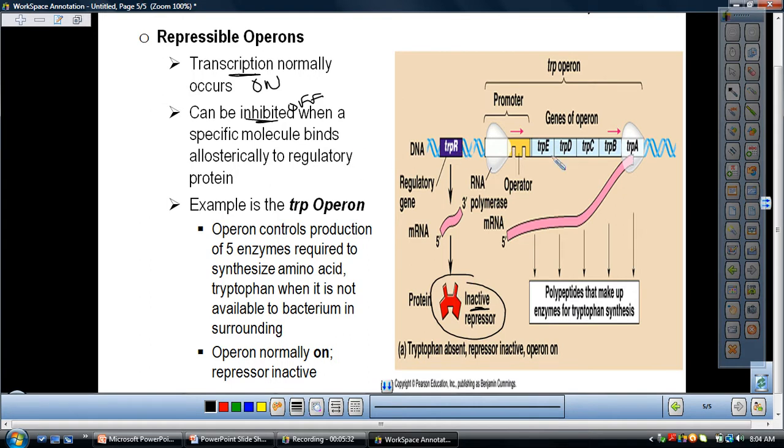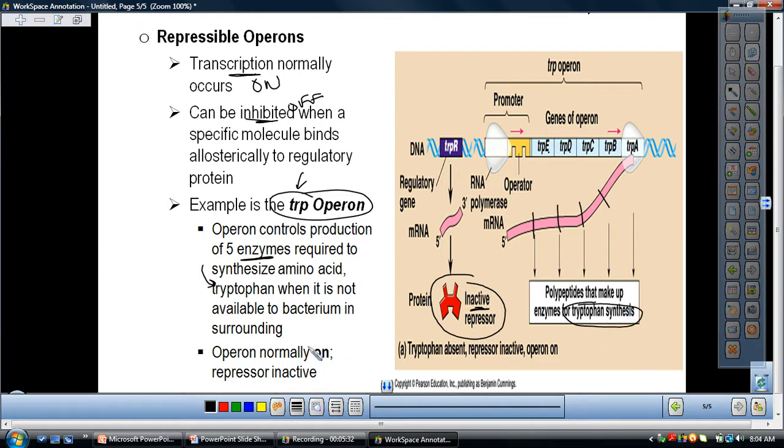So this gene, the TRP gene, is normally on, transcription is occurring, and they're going to be making the enzymes, making tryptophan in this case. So the TRP operon stands for tryptophan. This operon controls the production of 5 enzymes required to actually make tryptophan. So in this picture you see the TRPE, TRPD, TRPC, B, A. Those are the 5 genes necessary to make the mRNA needed to synthesize the ultimate product, tryptophan, that's trying to be made here.